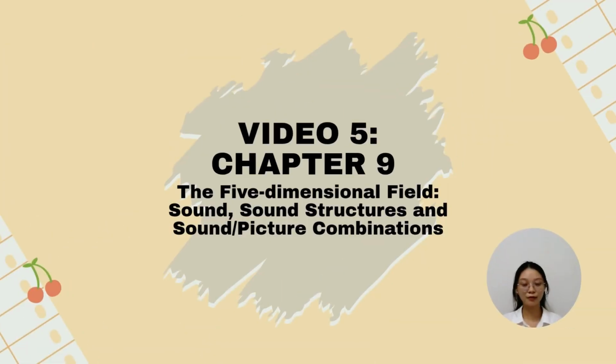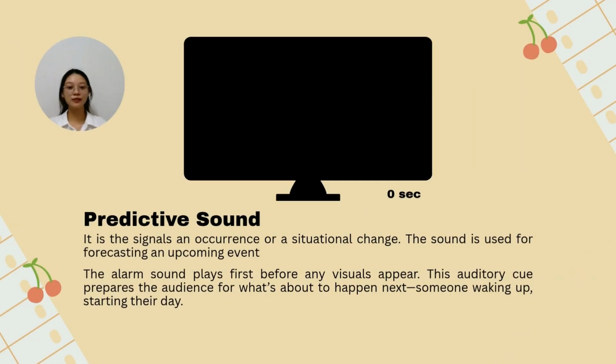My name is Xiao with matric number 293996, and now I'm going to present about video 5, which is using the technique from chapter 9 about the 5-dimensional field: sound, sound structures, and sound and picture combinations. The technique being used in this scene is predictive sound. It signals an occurrence or a situational change. The sound is used for forecasting an upcoming event.